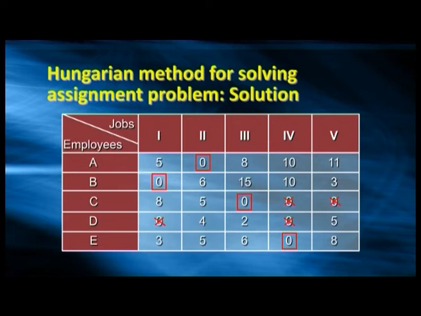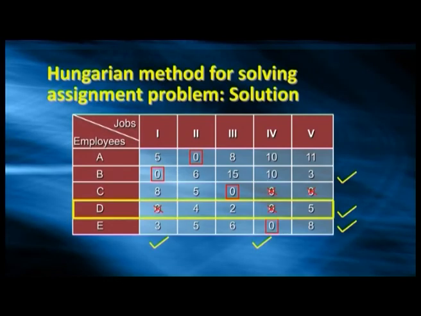We now examine each column starting from column 1. There is one 0 in column 3, cell C3. Assignment is made in this cell. The cell C5 is crossed off. All zeros in the table are now either assigned or crossed off as shown in the table. The solution is not optimal because only 4 assignments are made.